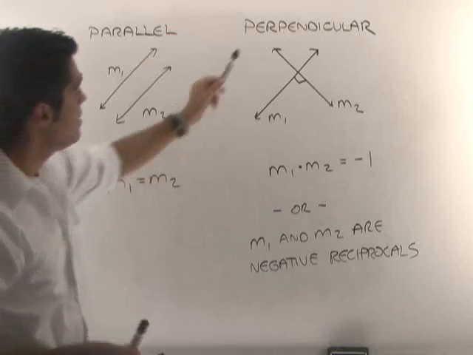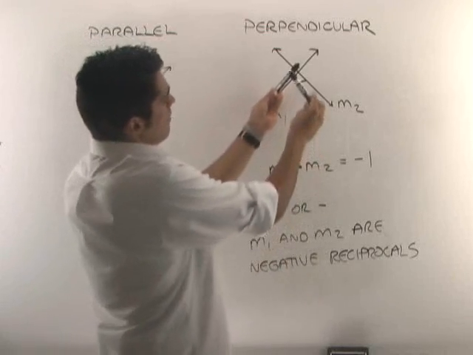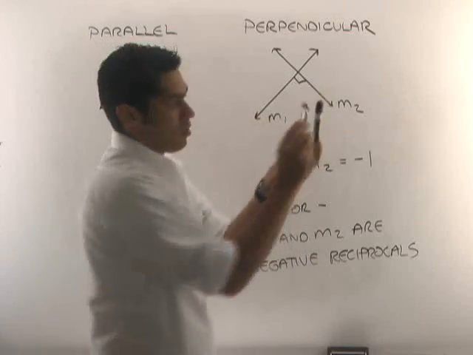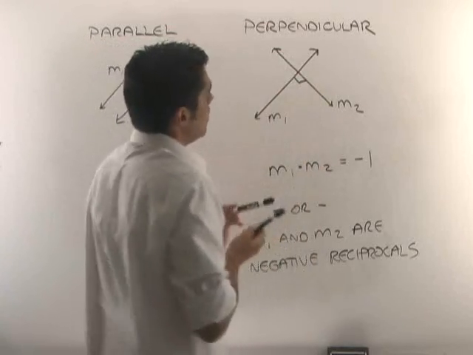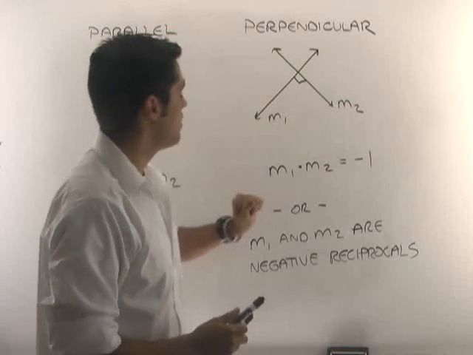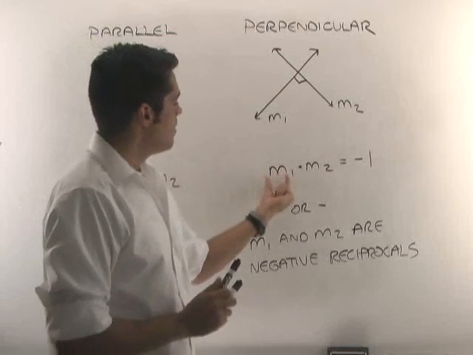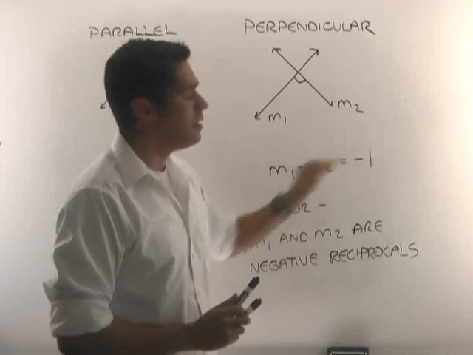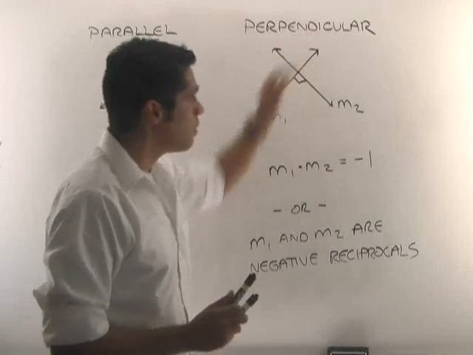Now, when we come to the idea of perpendicular, we're saying two lines are perpendicular if they meet at like a cross or a 90-degree angle. And the way that we can determine if two lines are perpendicular is to look at the two slopes. This is kind of strange, but if we multiply the two slopes together and get the answer of -1, we can say they're perpendicular.